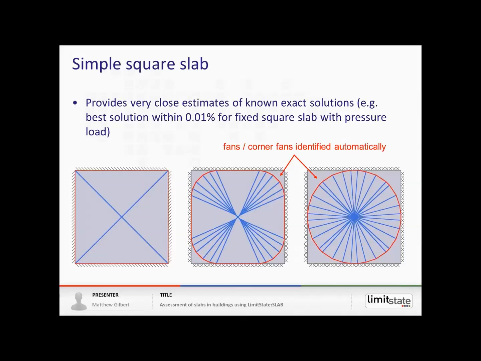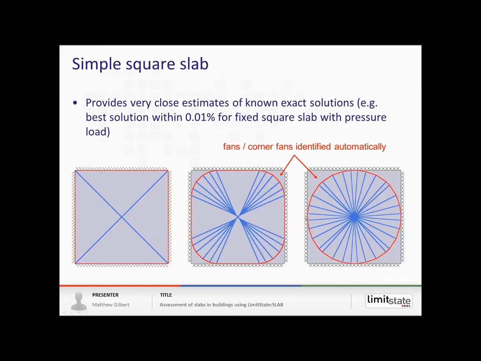And a very simple example here is a square slab, which either has simple supports, fixed supports, or has a point load rather than a uniformly distributed load, as in the case of the right-hand one. And we actually get the exact solution for the left-hand slab. We get within 0.01% of the solution for the central slab, so that's a uniformly distributed load with fixed support, and we get a similar solution for the right-hand slab where we have a point load.